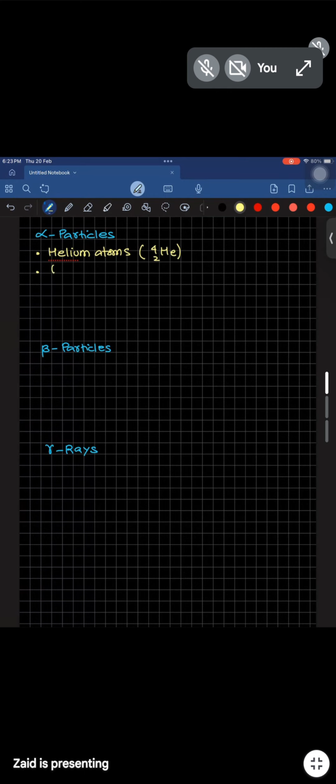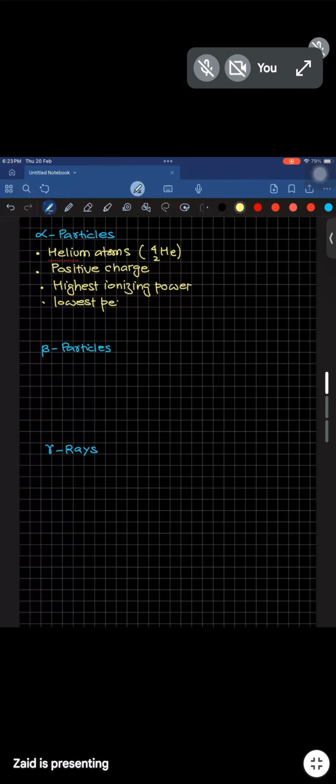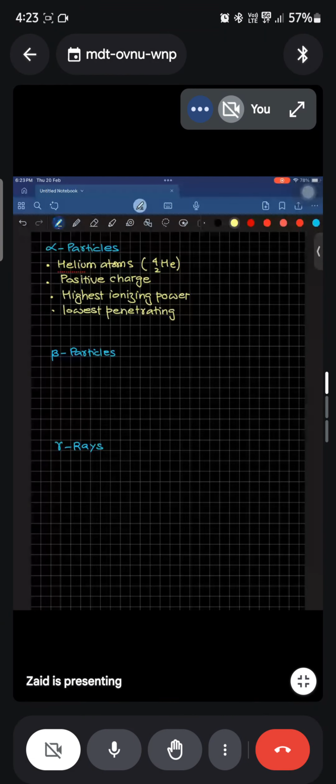Alpha particles have positive charge. They have highest ionizing power, and they have got lowest penetrating power. And they can be stopped.